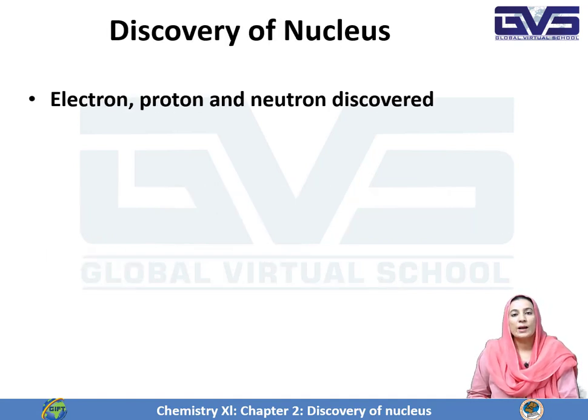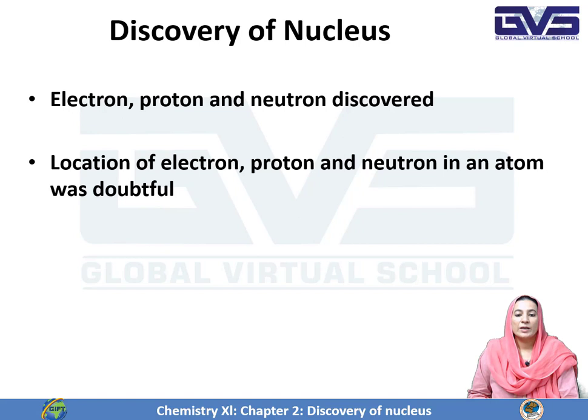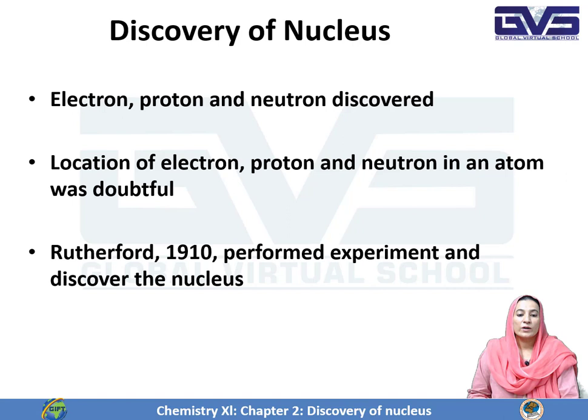Students, up till now we have learned discovery of electron, proton and neutron. But the location of electron, proton and neutron in an atom was doubtful. Where electron exists in an atom, where proton exists, and where neutron exists. So for that purpose, Rutherford performed an experiment, and in this way he discovered the nucleus.